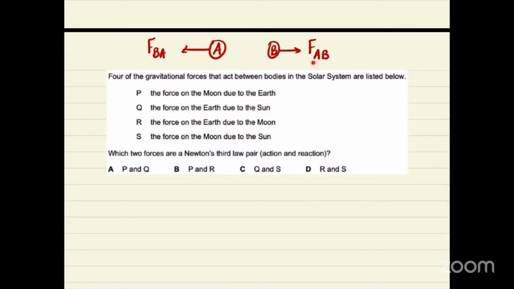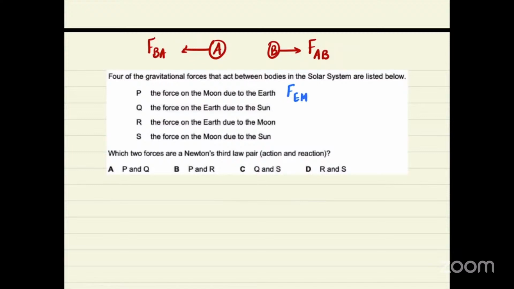Because what you basically have to do is, if you know the action pair, then for the reaction pair, you just need to reverse the order of the objects. For example, if here it's A on B, then it's going to be B on A. Now, for example, if I read this first statement, the force on moon due to the earth, I can call this one force earth on moon.